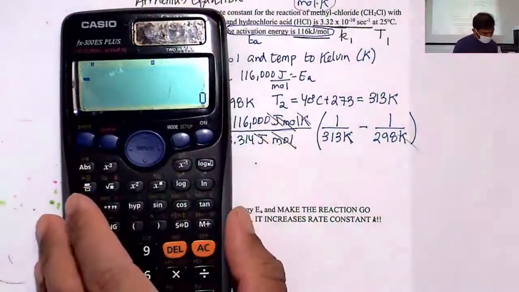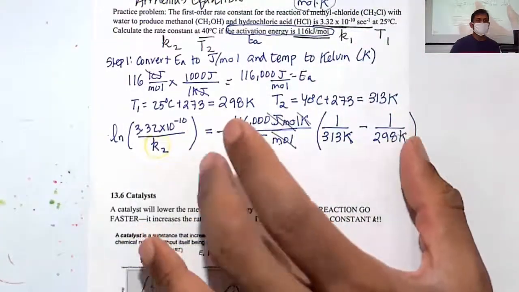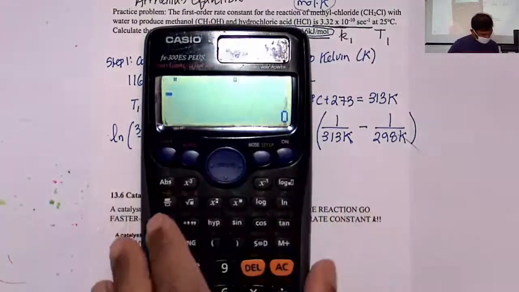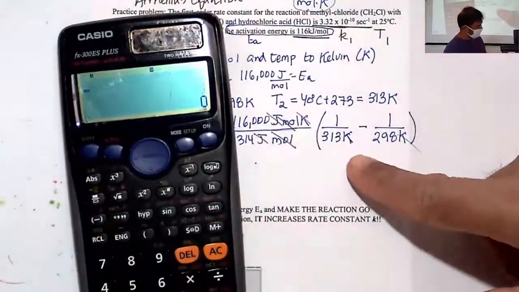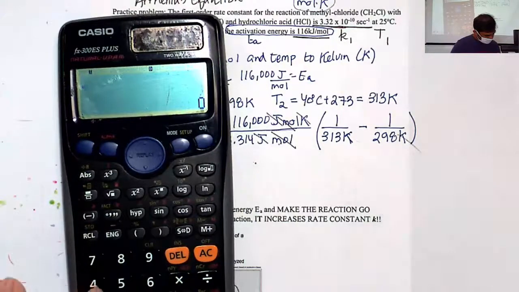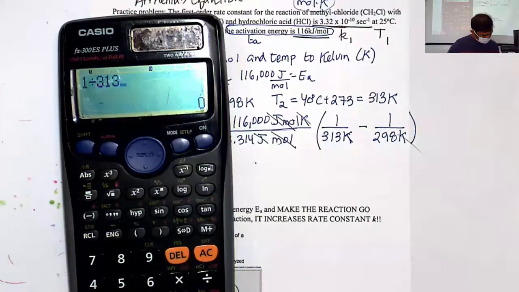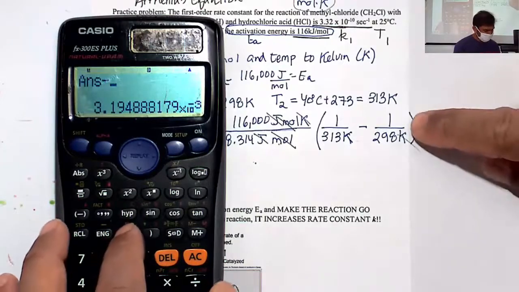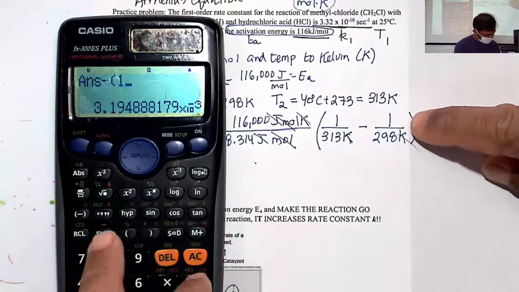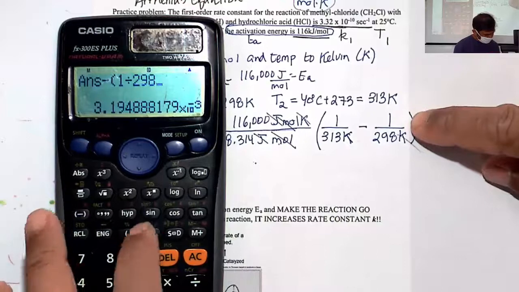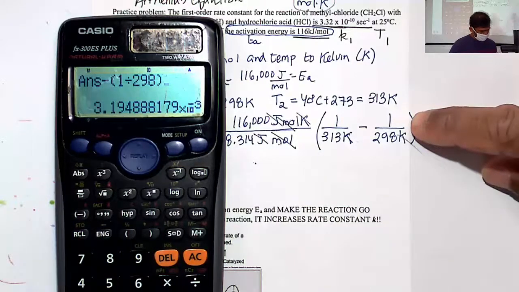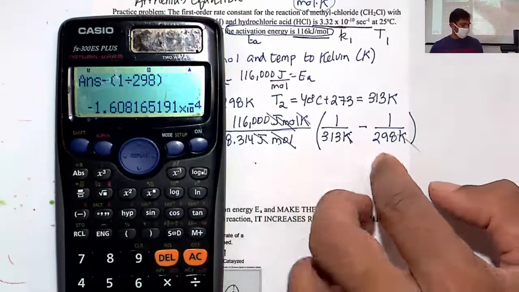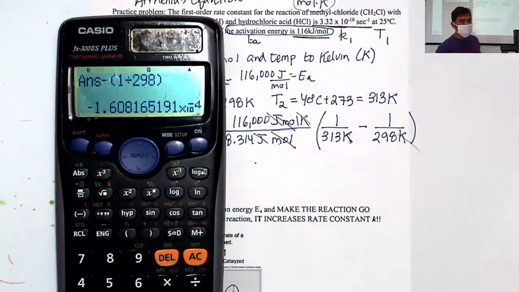Okay, all right, I'm going to solve for this on the right-hand side first. So it's going to be 1 divided by 313 K minus, everyone see this, minus parentheses, 1 divided by 298. Okay, so I did this, 1 over 313 minus 1 over 298, and I got this value, right?